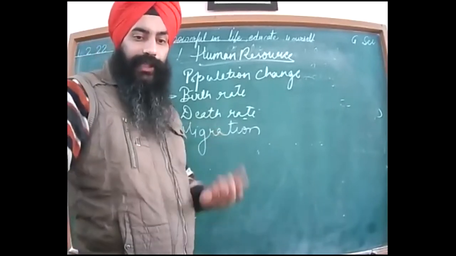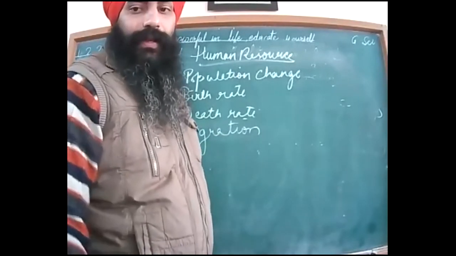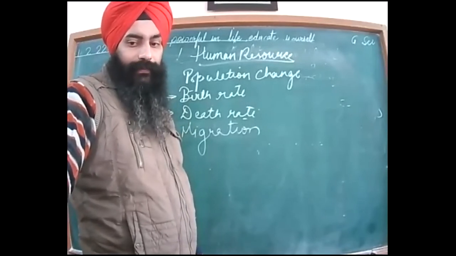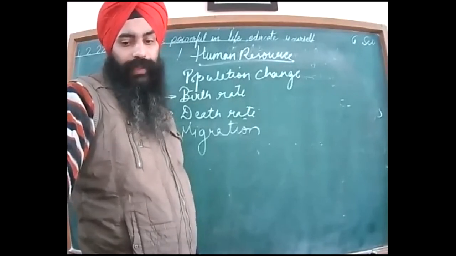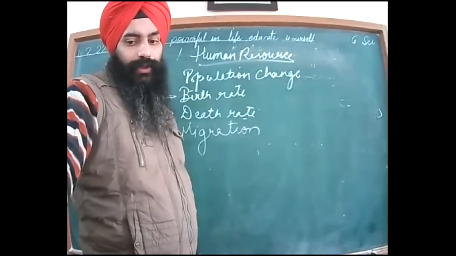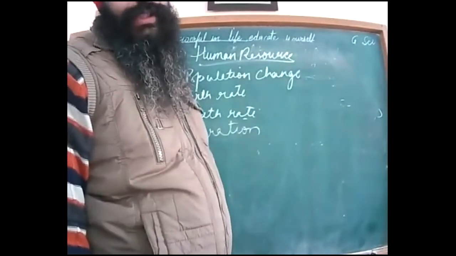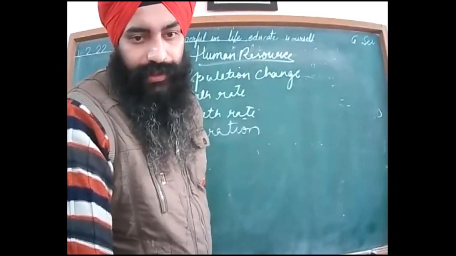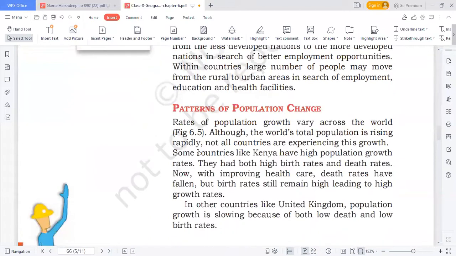It means the productive population has left the country, which indicates the poor conditions of a country. Clear? So these are the three factors responsible for population change. Till there, any questions? Any queries?